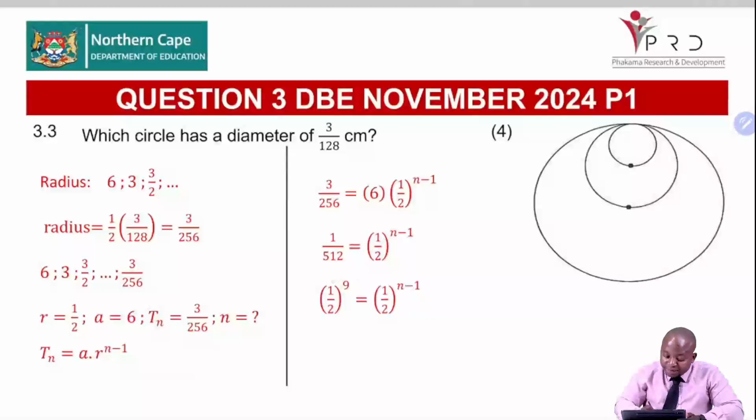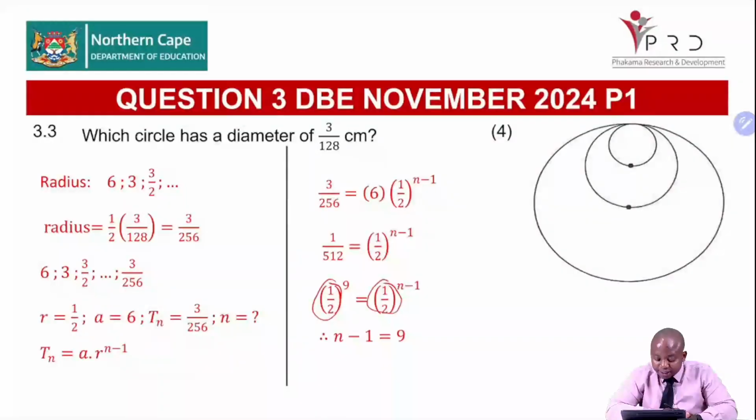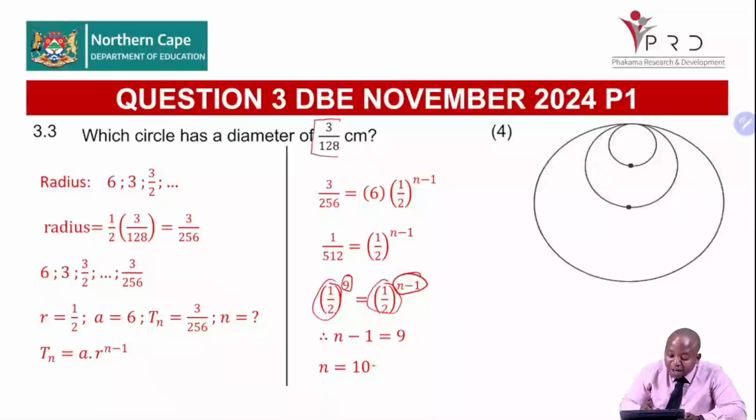Then I can see I have the same bases. I can just equate the exponents. Then I can see that n minus 1 is now equal to 9. So I just equate my exponents. Then my n is equal to 10. So the 10th circle will have the diameter of 3 over 128.